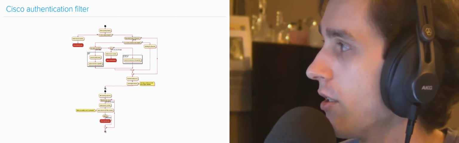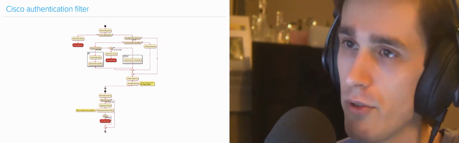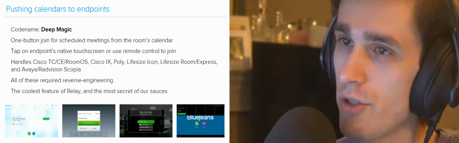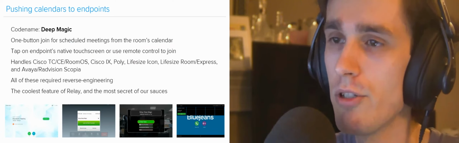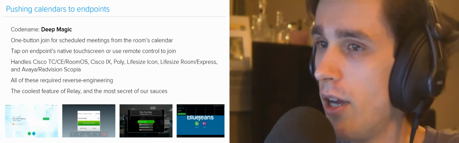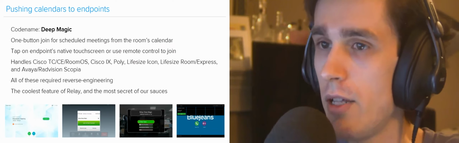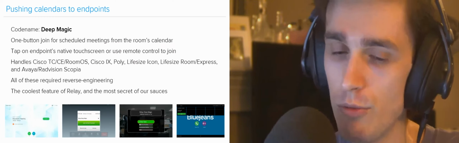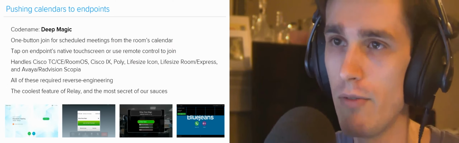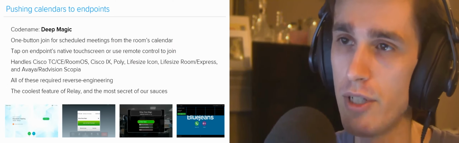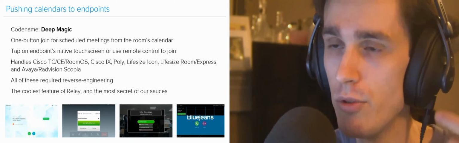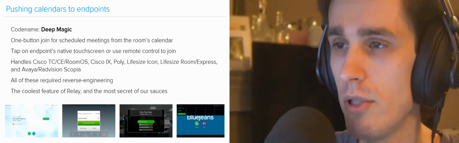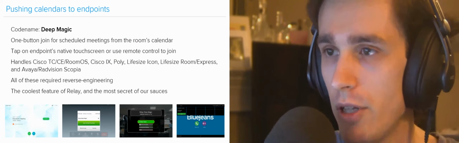And the next section is about my favorite feature of Relay, which is how we push calendars to the endpoints. This is called Deep Magic internally and probably also externally. And I think this is just the coolest thing in the world. This is one button joining based on the built-in calendars that room systems provide. So many of them have the concept of a calendar. Those calendars can have meetings. Those meetings can have join buttons that will get you into the meeting just as a single tap, like a speed dial, without having to type anything.